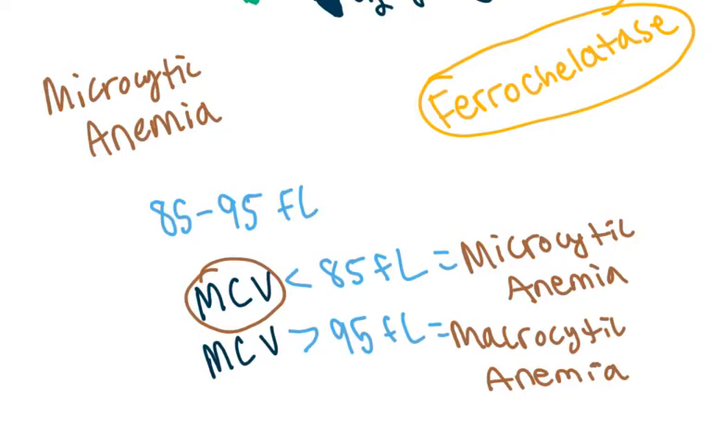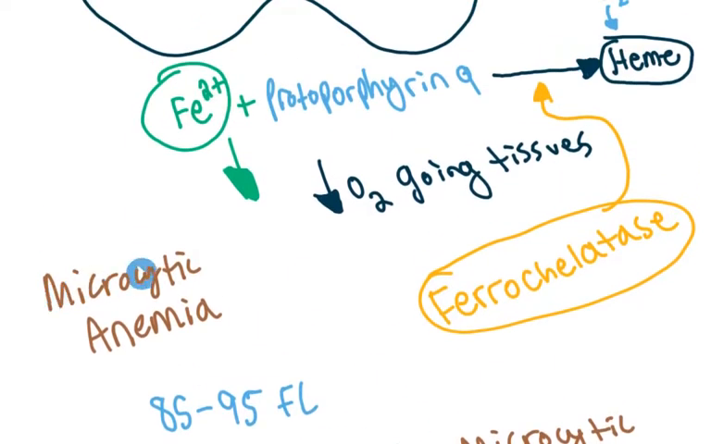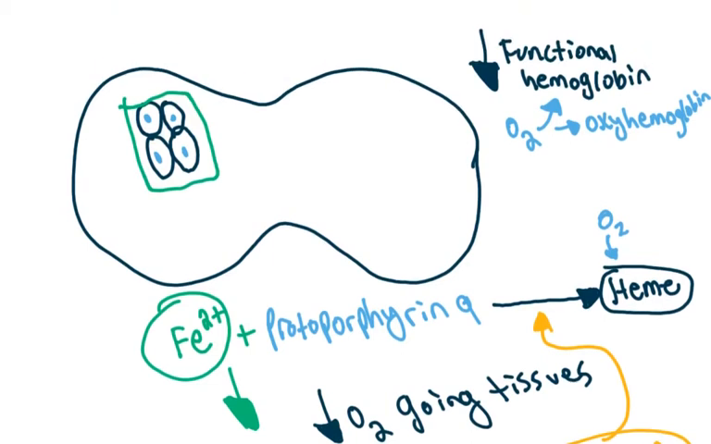And if it's a size below 85, then we see microcytic anemia. If it's a size greater than 95, it's macrocytic anemia. Iron deficiency anemia is microcytic anemia because we don't have an adequate amount of iron, which means we can't produce much heme. Heme is an integral component of our hemoglobin because we have heme iron groups in our alpha and beta globin chains, which is where oxygen binds.